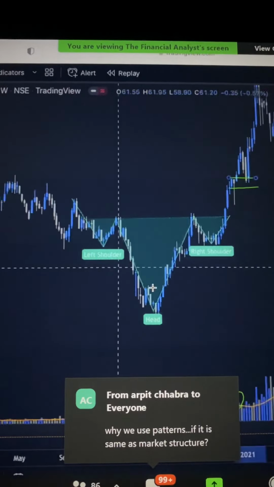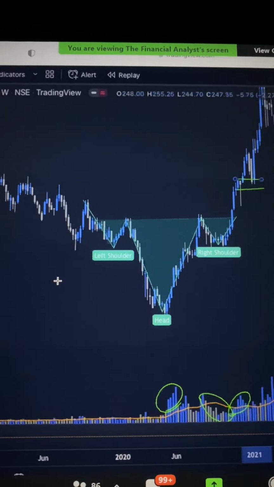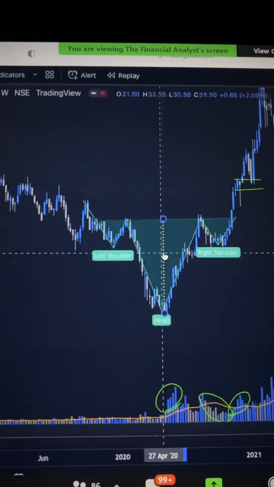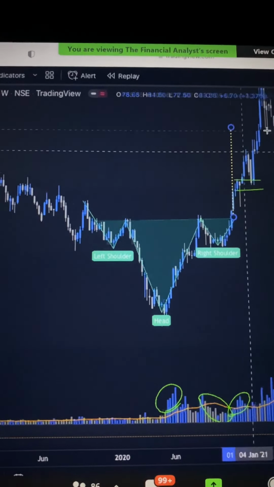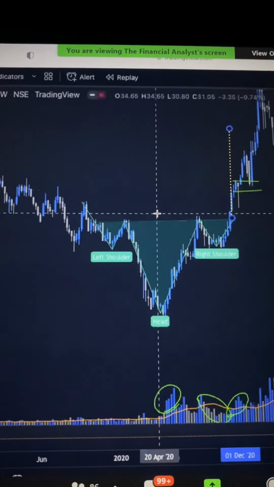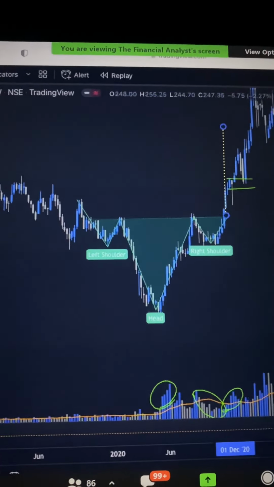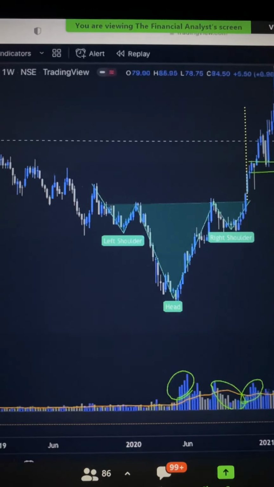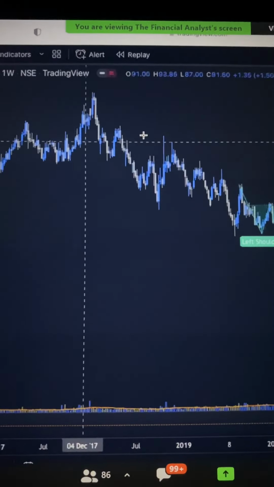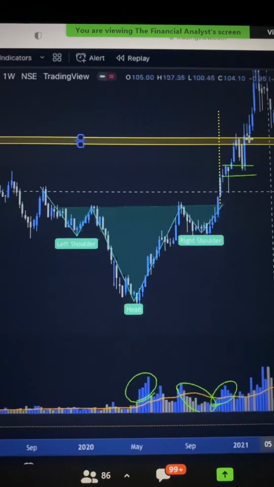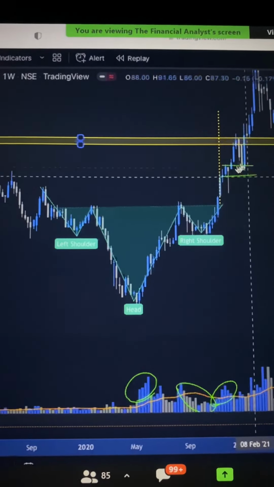Speaking of the targets, the book says that the height of the head will be the target on the upside. Are my targets achieved? Eventually it is achieved. But as per our market structure rule, we will always try booking profits near the highs. We see some sort of a resistance level over here, and we will book our profits over here for once. Let it come down from that higher low.